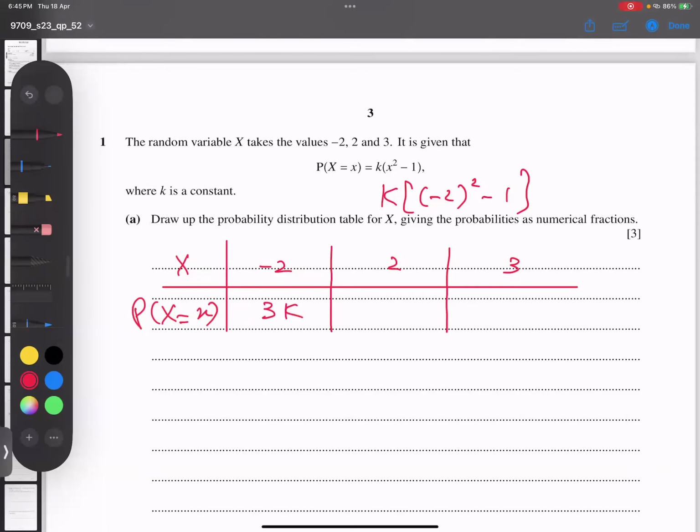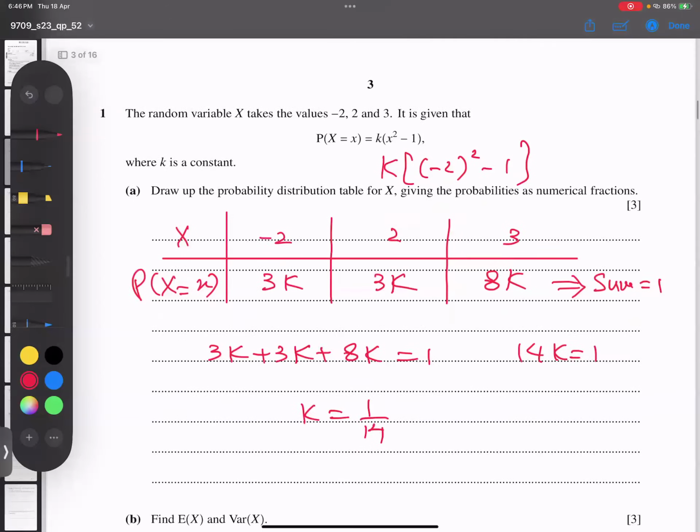I hope there's nothing hard up till now. In the same manner, if I plug in the second number 2, same story, 3k. When I plug in 3 here, 3 squared 9 minus 1, 8k. And you know that the sum of all these probabilities equals 1. So 3k plus 3k plus 8k equals 1. 6 plus 8, 14. So 14k equals 1, and the k value is 1 over 14.